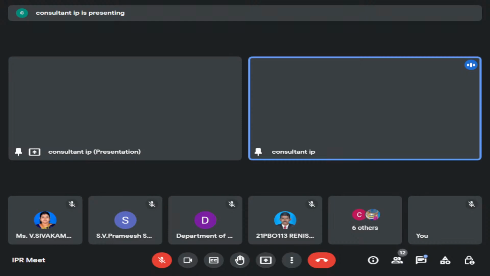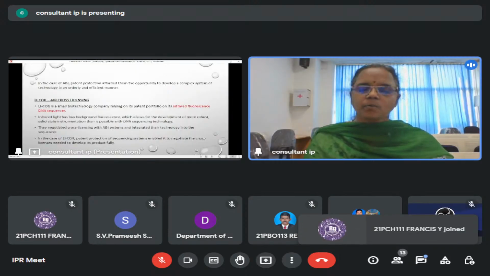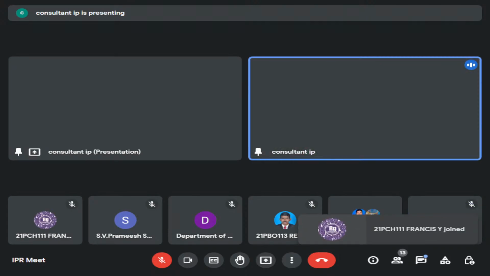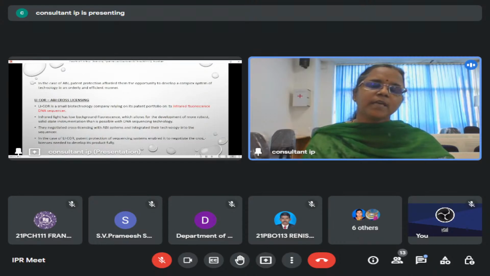Standalone, both the patents have less value, but when cross-licensed, both of them benefited, and both reaped a greater reward by cross-licensing. Now they both have the freedom to operate. Lycor can start manufacturing the sequencing machine along with the infrared IR DNA sequencer, and vice versa. ABI can integrate the IR DNA sequencer into their machine and sell it.